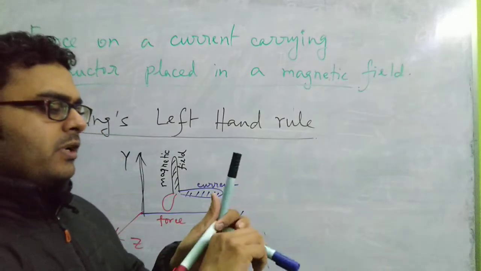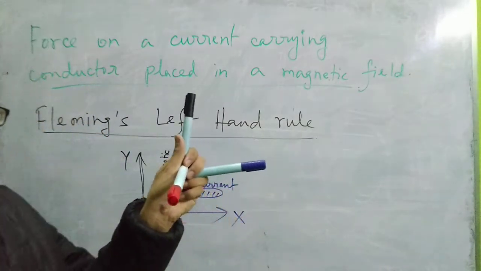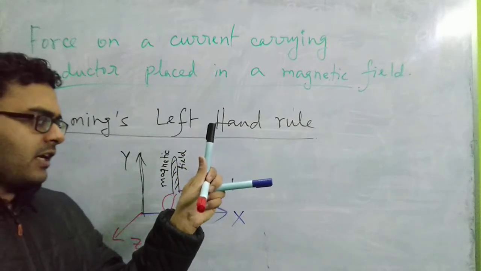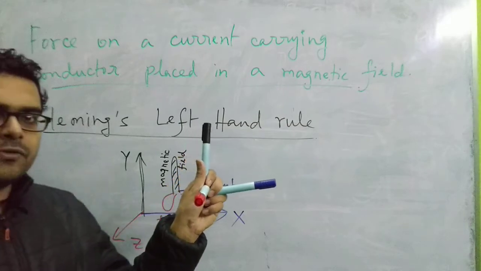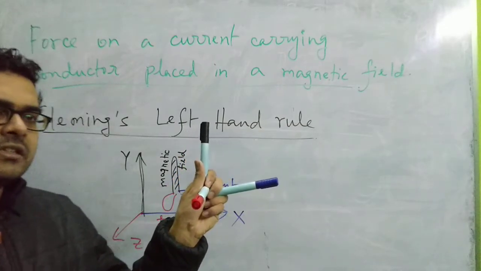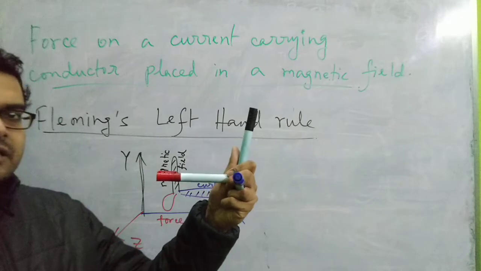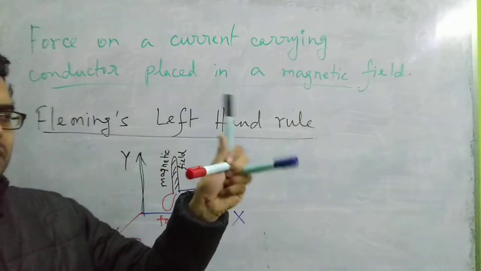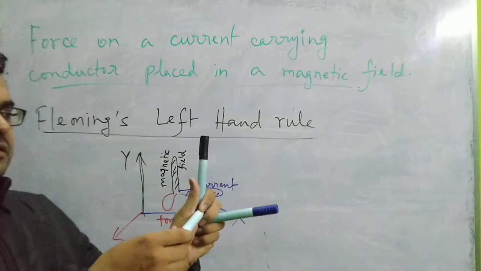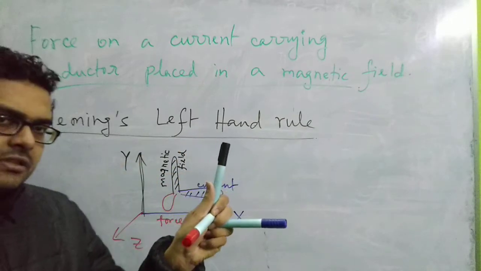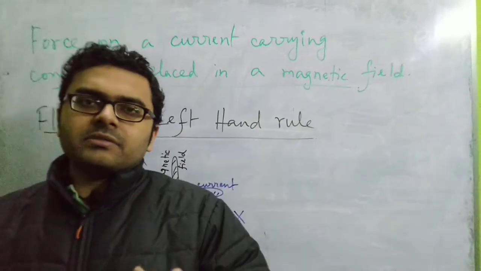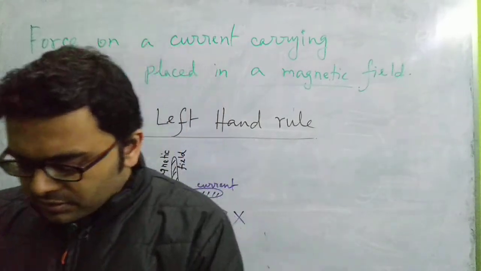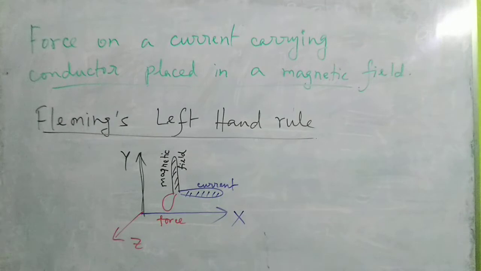So the blue marker represents the current flowing, the black marker represents the magnetic field, then the red marker represents the direction of force. I think the figure is clear. You can rotate this into any configuration. See, these three parameters are mutually perpendicular to each other. So this is Fleming's left hand rule. I think the concept is clear to all of you. Okay, fine. So this is the force acting on the current carrying conductor.